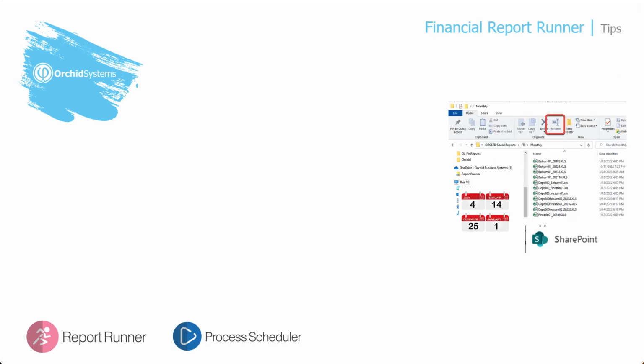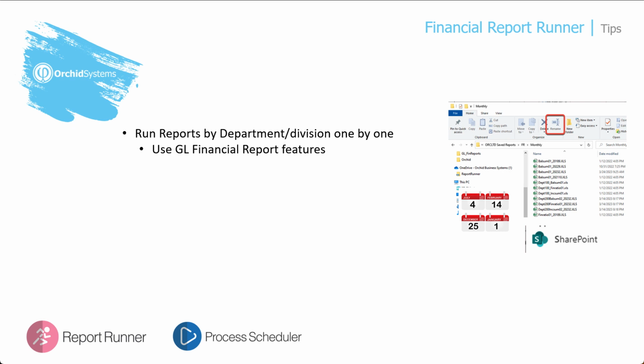Let's focus on tips for Financial Report Runner. Financial Report Runner lets you automate GL financial reports, and all the features of the GL financial reports are available. We will look at how to add reports by department and divisions based on the chart of account and run them one by one. We'll then look at how we can refresh, rename, and email group of reports.